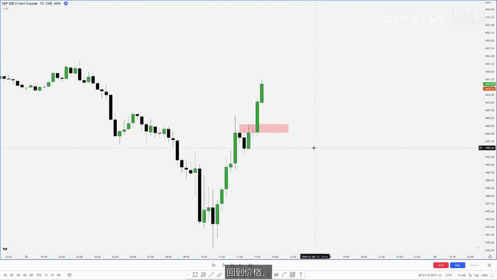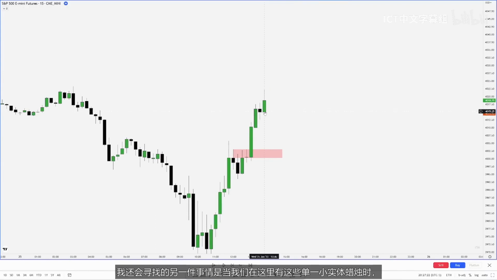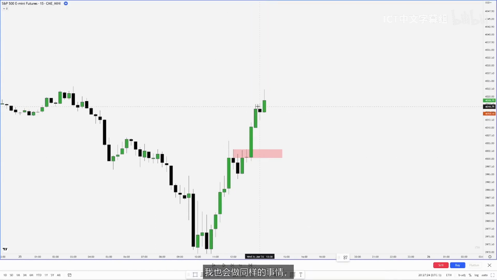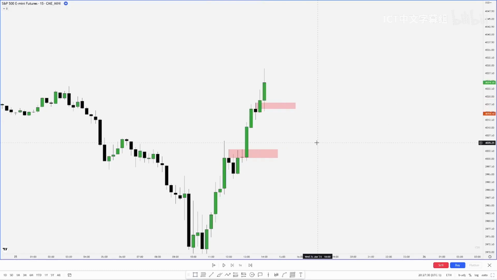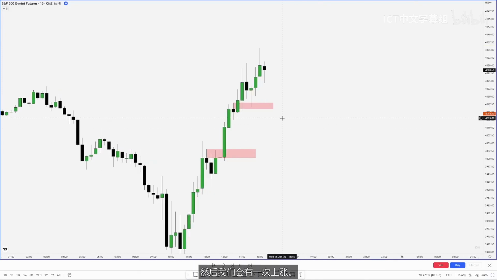Going back into price, another thing I will look for is when we have these single small bodied candles here, and I will do the same thing, looking for price to be supported by that. And you can see price is supported by that, and we get a move higher.